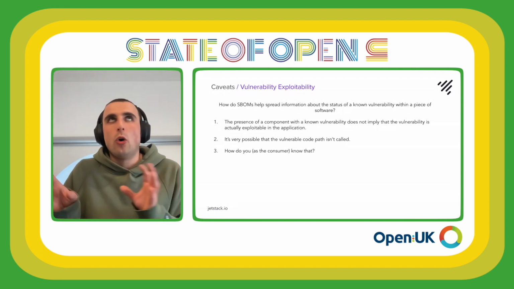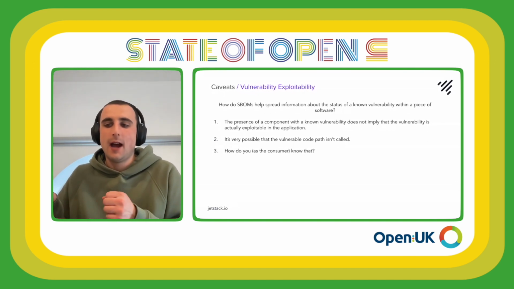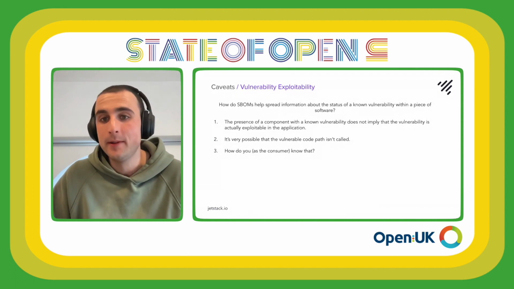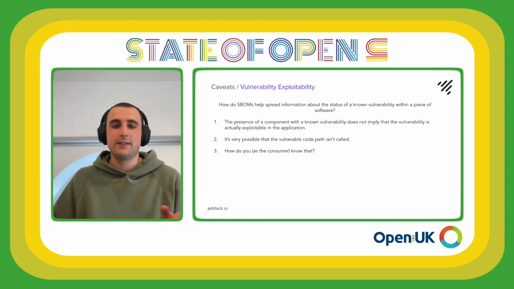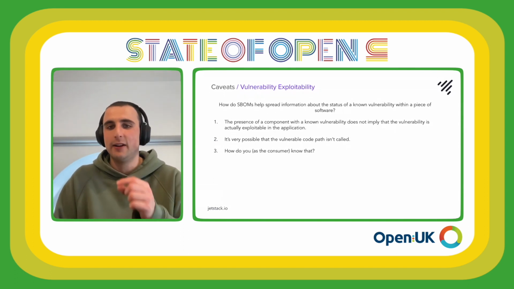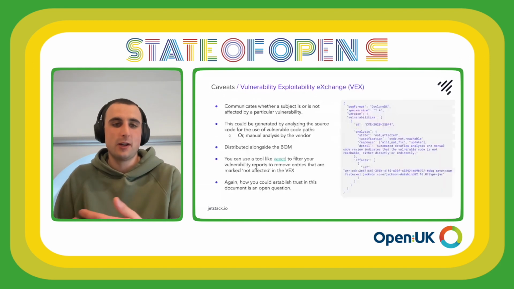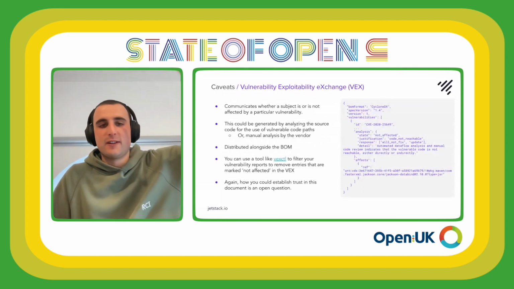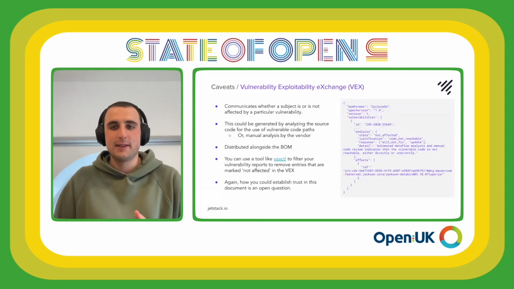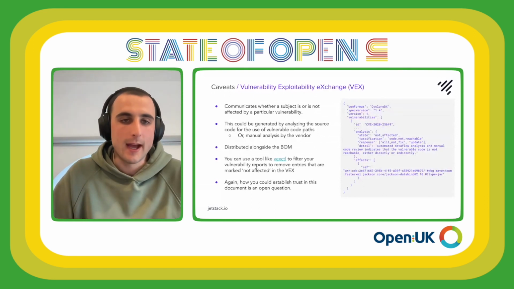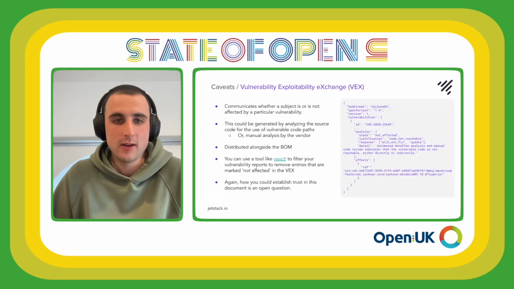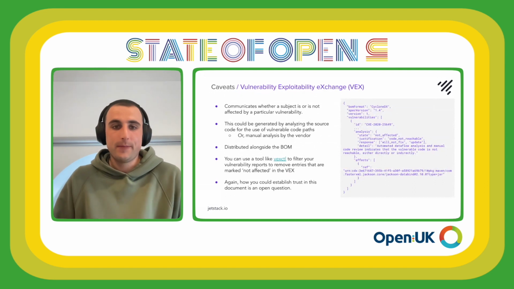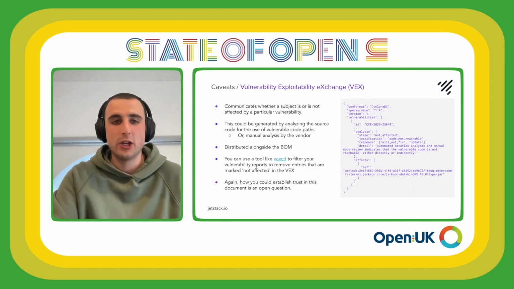The fact that they are all vulnerabilities you're directly vulnerable to is probably incorrect. I'm sure there are some, but I'm sure there are others where it doesn't quite apply to you and it doesn't really give you the detail as to how or whether you're going to be affected. And also in the future, in newer versions of software, there's no real way of knowing whether those vulnerabilities have been fixed or indeed which version. It's very possible that the vulnerable code path isn't called at all. So how do you as the consumer know that?